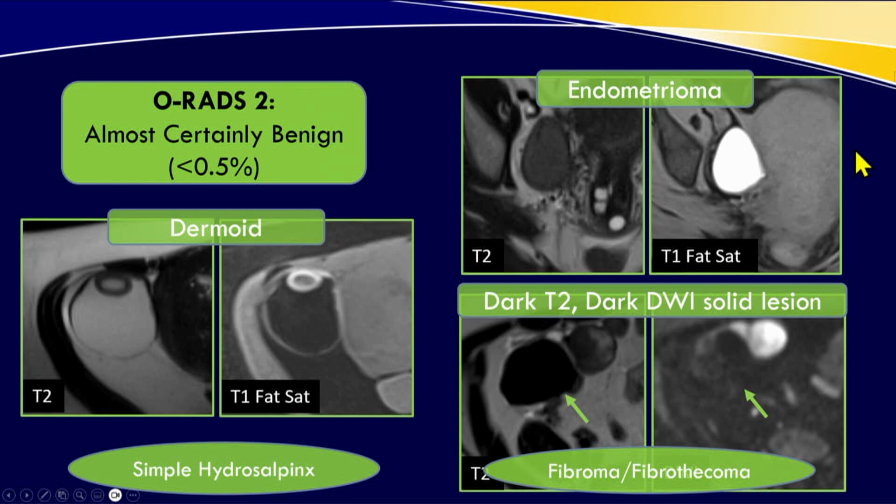And this category also would include a simple hydrosalpinx. So you'll see a tubular structure, low on T1, bright on T2. You give contrast. The folds can enhance, but they're thin. They're not thickened. There's no papillary projections or anything more complex about it. So a simple hydrosalpinx is also in the O-RADS 2 category.